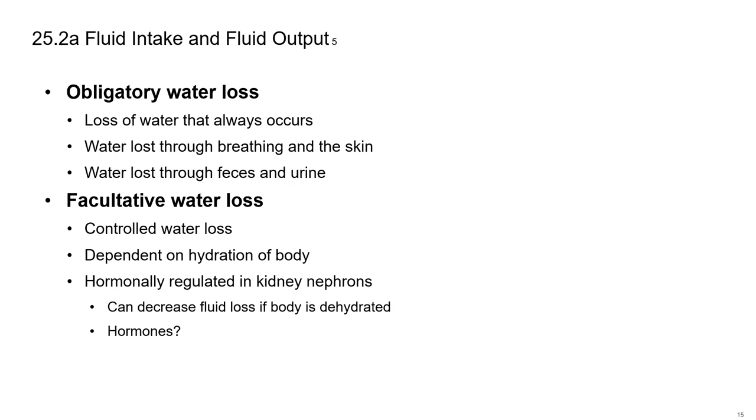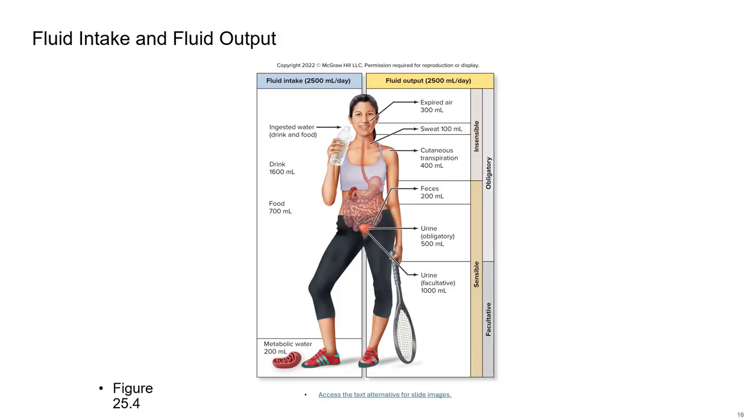So we've got aldosterone, we've got antidiuretic hormone, ADH, and then think ANP, that atrial natriuretic peptide. All of those are helping to control water loss depending on our hydration status, depending on fluid volume, things like that. So again, you can see here different ways of talking about fluid intake and output. Normally there's a pretty good balance between this.